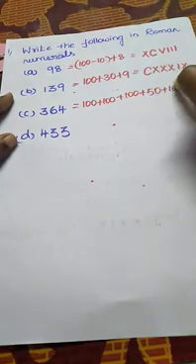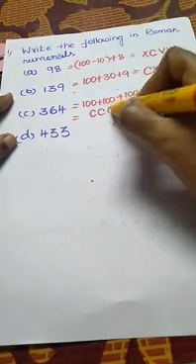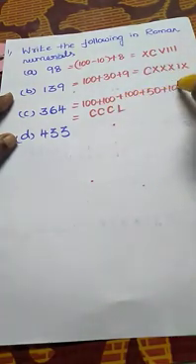Next one is 364. Easily we write 100 plus 100 plus 100 plus 50 plus 10 plus 4. What is the value of 100? Actually C, so CCC. What is the value of 50? L. Next we use 10, so X. Next, 4 we write directly, IV.